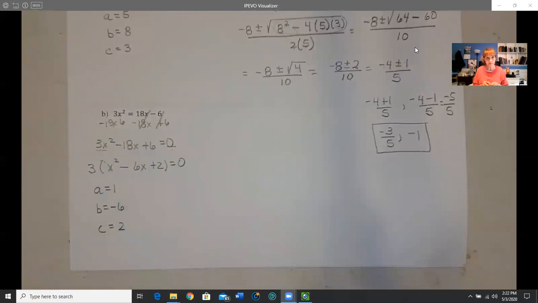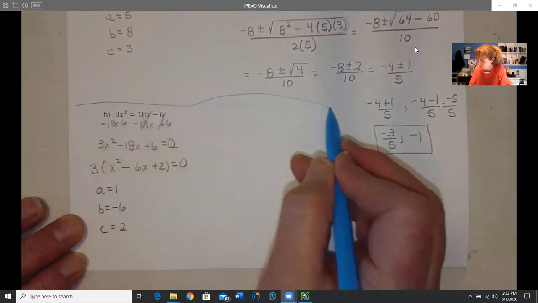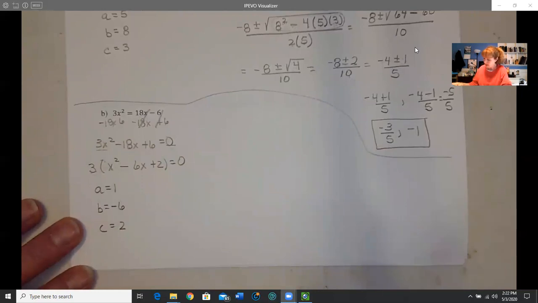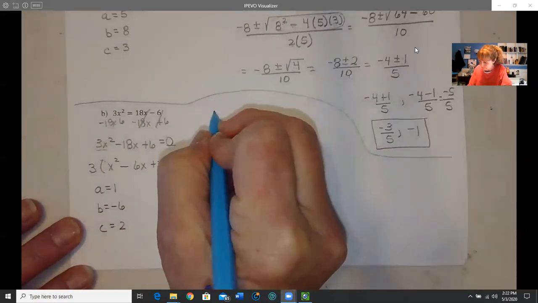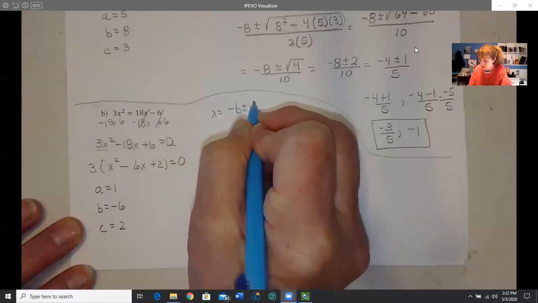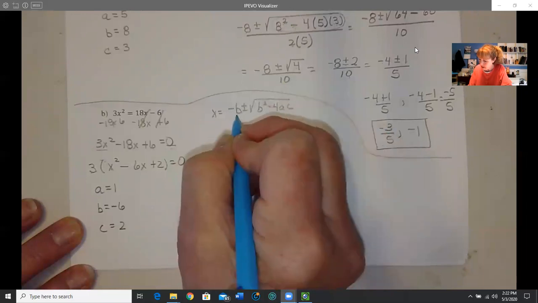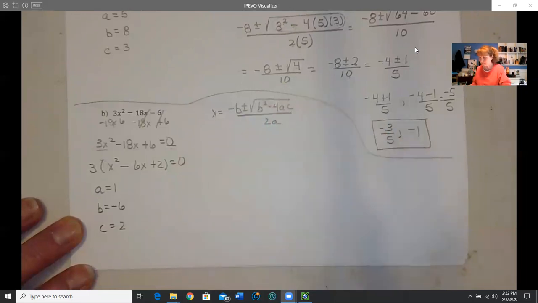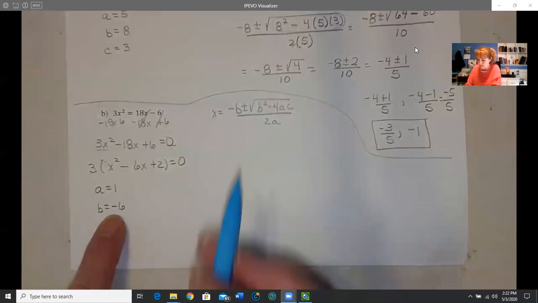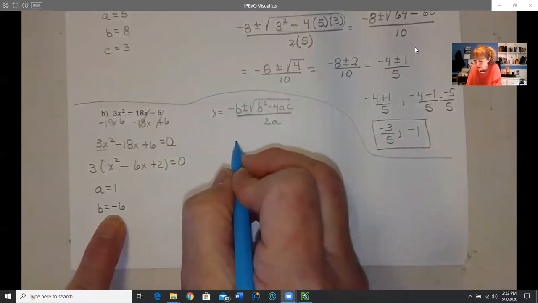Well, let's go ahead and fill in our quadratic formula. Okay, we'll have x equals the opposite of b plus or minus the square root of b squared minus 4ac, all over 2a. So we start with our formula. We'll take the opposite of the b. That's what that negative is. It's the opposite of the b, so it's going to be a positive 6.